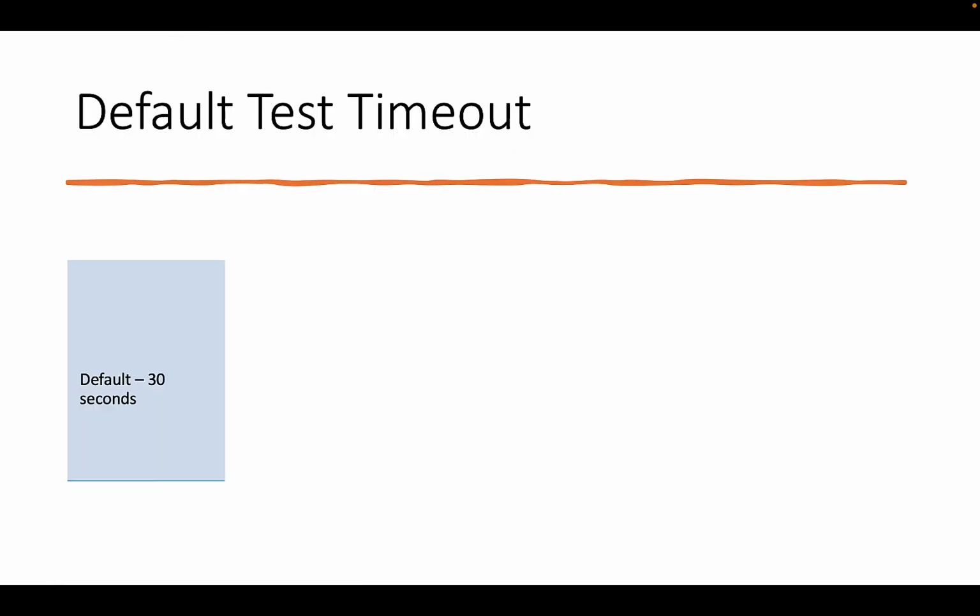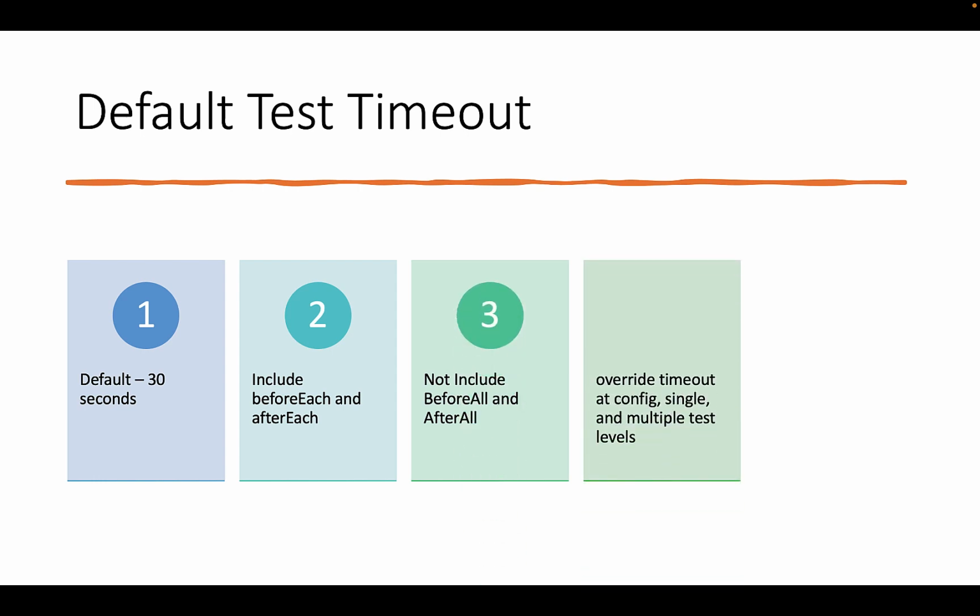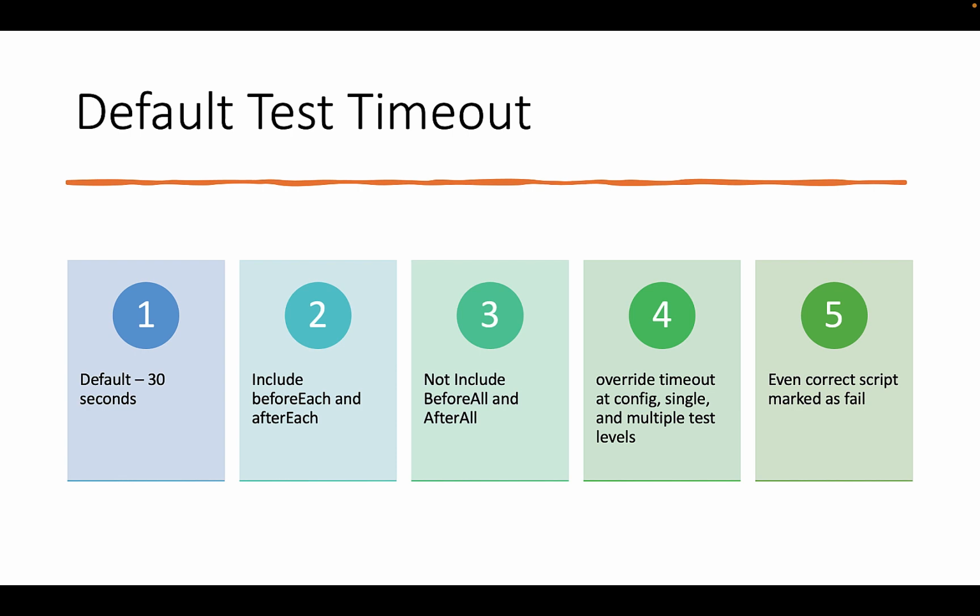So the default timeout for Playwright test is 30 seconds. That means each test in your project will wait for at least 30 seconds before throwing a timeout error. Now this timeout includes time spent by before each and after each hooks, while before all and after all hooks do not share with any test, they have a separate timeout. We can override this timeout at config, single test level or multiple test level. It is important to note that even for a correctly written script that takes more than 30 seconds, you will get a timeout error and your script will be marked as a fail.